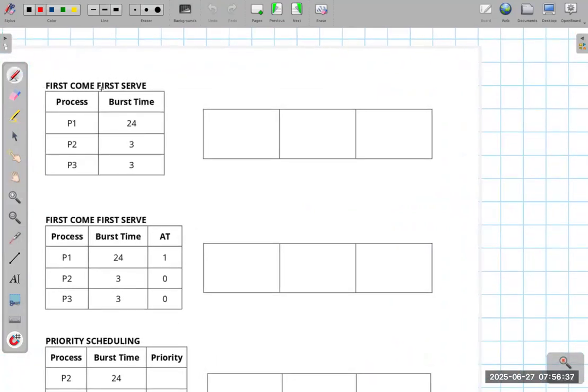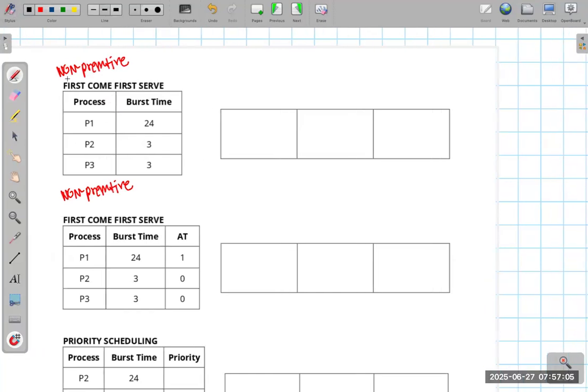So first come, first serve. This is a non-preemptive algorithm. What is non-preemptive? These processes will not get interrupted in the middle. No matter what happens, they will only wake up at the time they want. That is non-preemptive. In a non-preemptive algorithm, we'll assume all the processes are arriving at the same time.